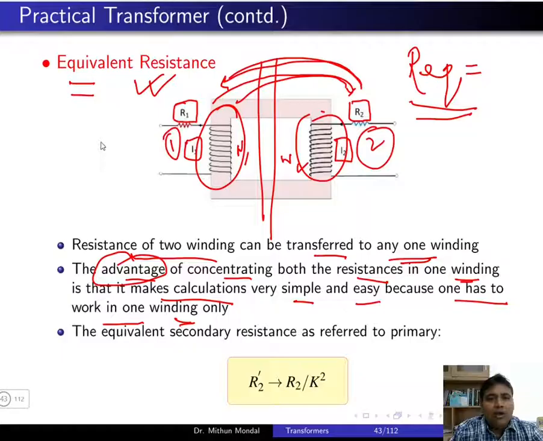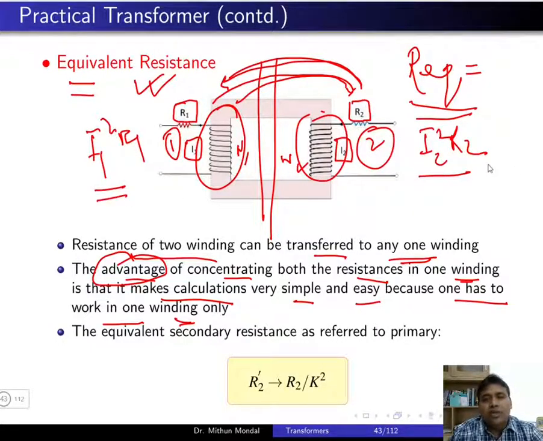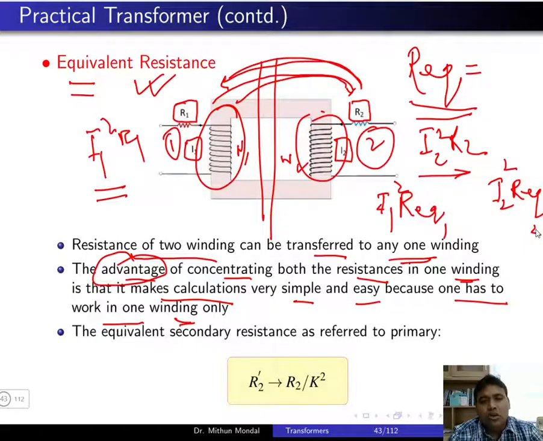Each time you have to find the loss I1 square into R1, and here you have to find the loss I2 square into R2. So two different losses you are trying to find. However, if you find R equivalent on the primary side, then you just multiply it with I1 square, R equivalent 1, or you can calculate I2 square into R equivalent 2. So that will be easy to operate. Then the equivalent secondary resistance referred to the primary.